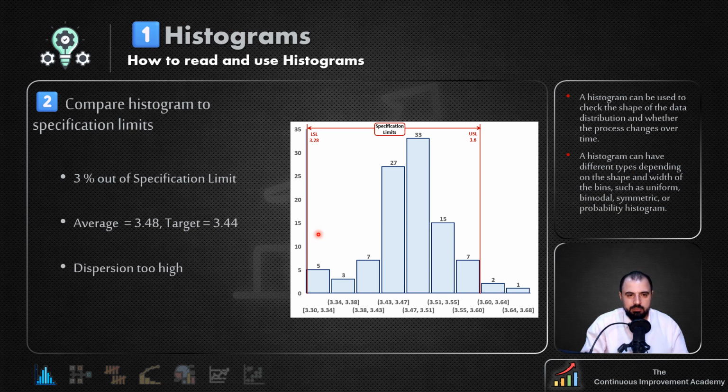So in this case, we can judge that our average performance is not hitting the target, okay. So even though we do have a high dispersion, our average performance is not hitting the target, okay. And we also have 3% of our observations out of the specification limits.